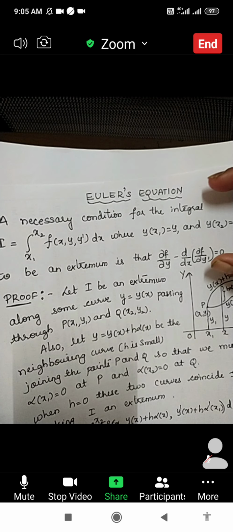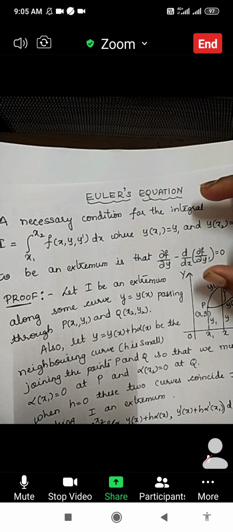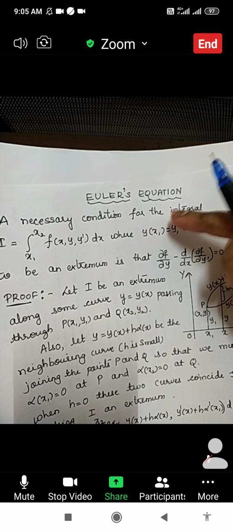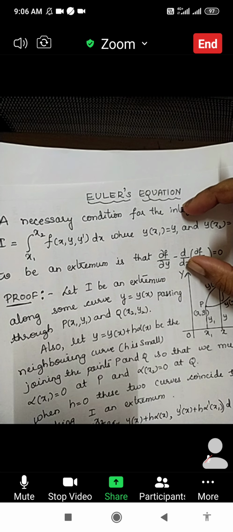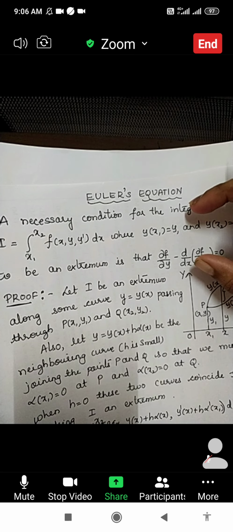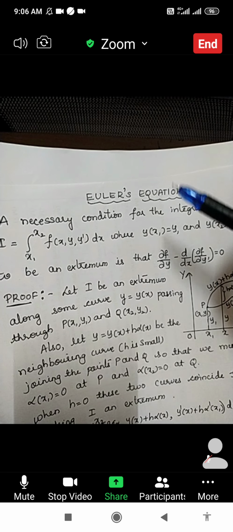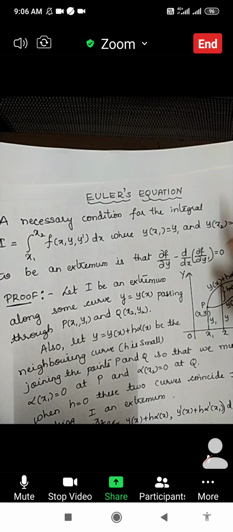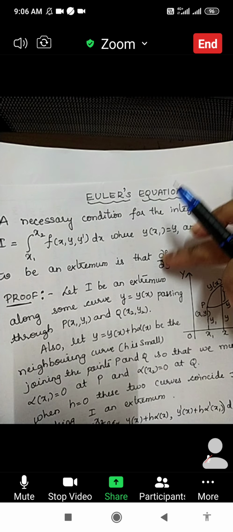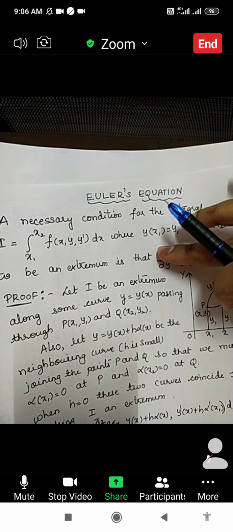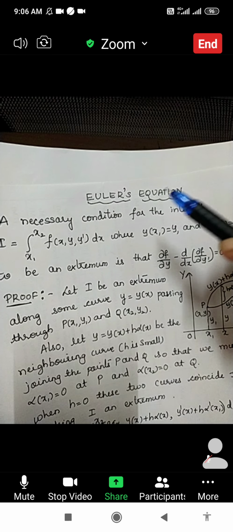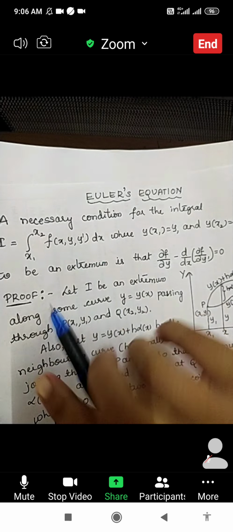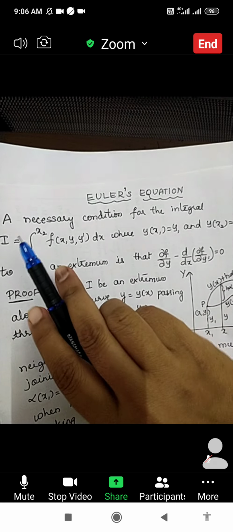Usually the question will be like they'll give the statement of Euler's equation. The question will not be like "state and prove Euler's equation", that part will not be there. Usually they'll give the statement, but be prepared for the question if they ask you to derive Euler's equation. Now, you can just see the statement.